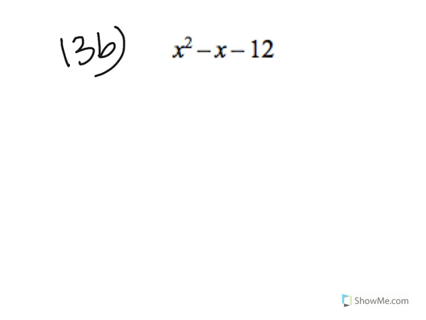Now for any quadratic function, you have to find two numbers that add to give you this, and multiply to give you this times this.